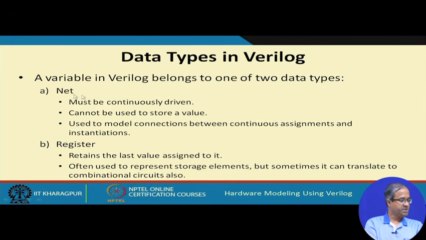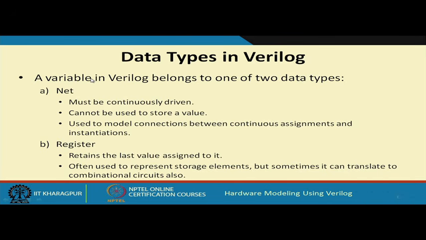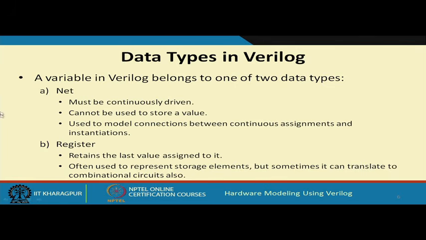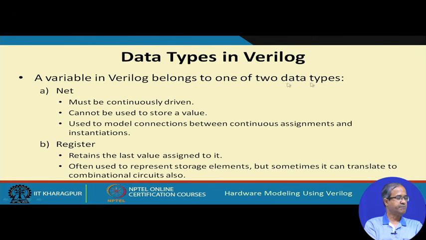Okay. Now, we have just now talked about net and register. Let us see what these are now. So, in Verilog, whenever you declare a variable, just like in C, you declare it as either an integer, float, character and so on. In the same way, whenever you declare a variable in Verilog, you have to declare it with a particular given type. So, broadly speaking, data types fall under two categories, one is net, the other is register.